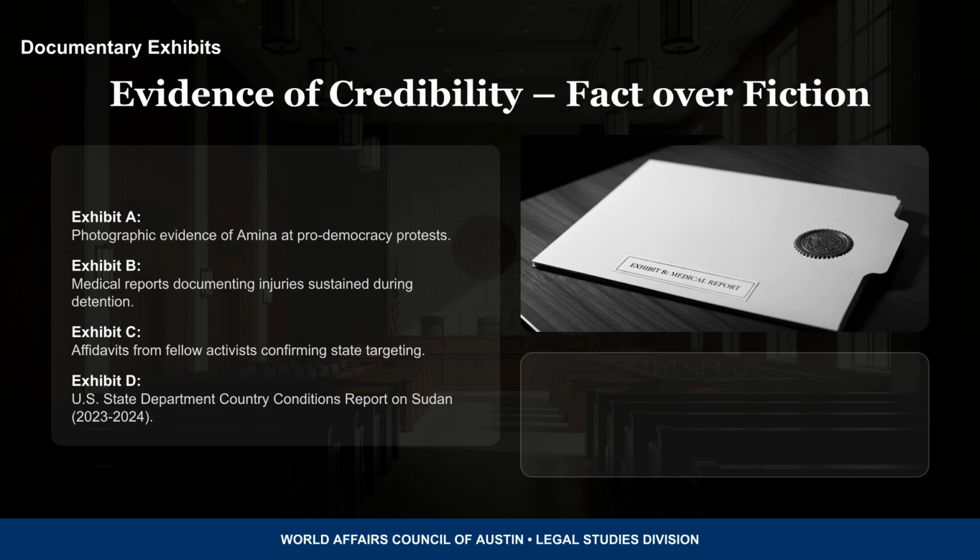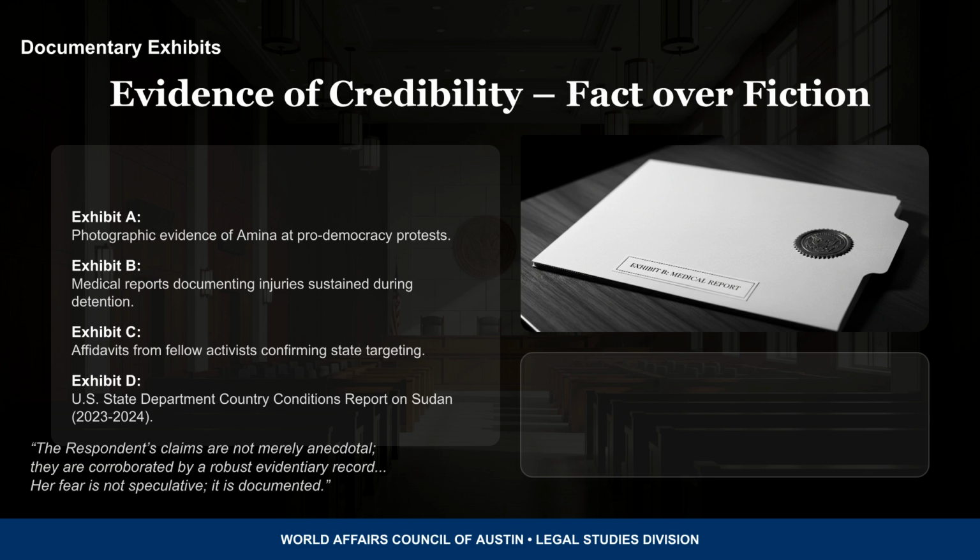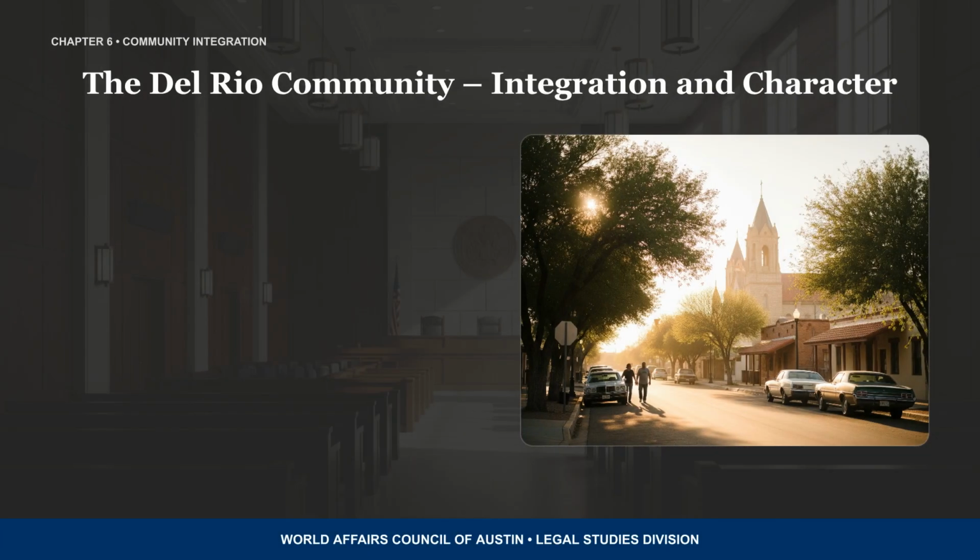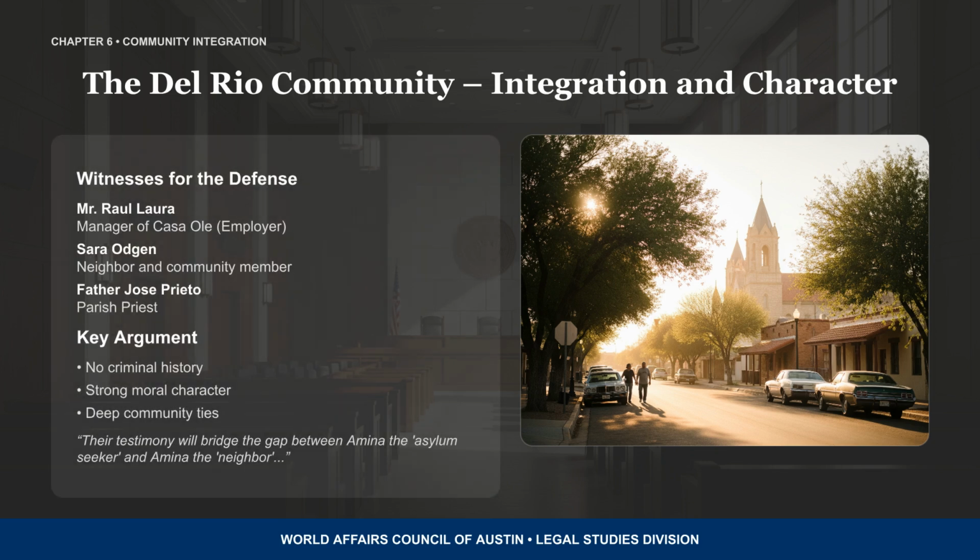The case relies on documentary exhibits for credibility, including photographic evidence, medical reports, affidavits, and the official U.S. State Department Country Conditions Report on Sudan. Her claims are corroborated by a robust evidentiary record, ensuring her fear is documented, not speculative. This chapter focuses on Amina's integration into the Del Rio community. Defense witnesses, including her employer, a neighbor, and a parish priest, will testify to her strong moral character and deep community ties.